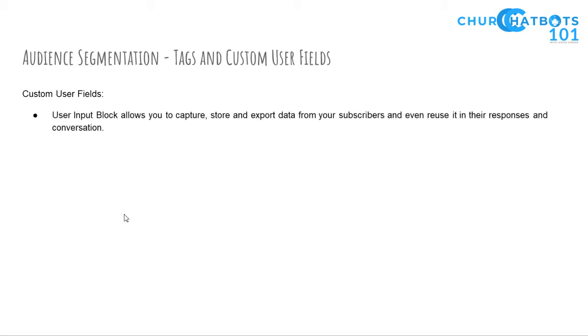The user input block allows you to capture, store, and export data from your subscribers and even reuse it in the responses and conversations. Side note, you have to be on a professional or pro account in order to really utilize this. And honestly, it's so cheap, I don't see why you wouldn't want to do it. $10 a month for up to a lot of users, okay? Think of it as, last time you and I talked, you said, and whatever they said. And remember that? That's basically what a user field is. It's the ability to recall data that was shared earlier on.